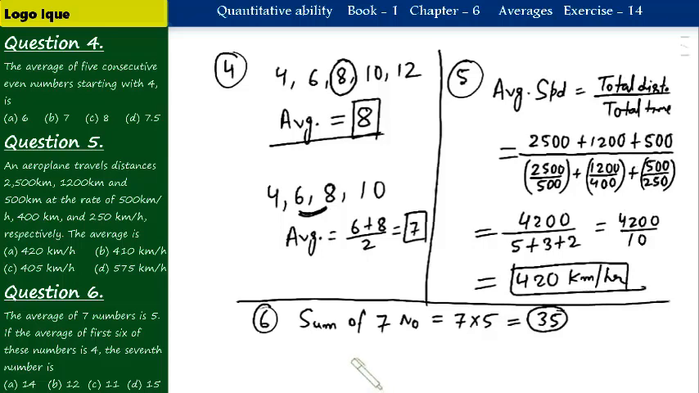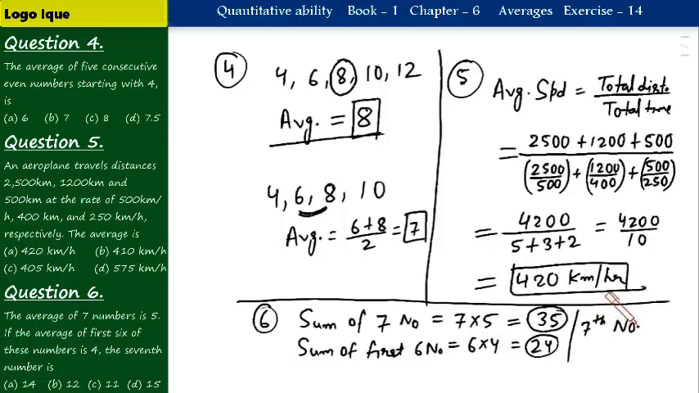Similarly, the average of first 6 of these numbers is 4. So sum of first 6 numbers will be equal to 6 into 4, which is 24. Right? So sum of 7 numbers is 35. Sum of first 6 numbers is 24. That means the 7th number will be the simple difference of these two, that is 35 minus 24, which is 11. A very simple question.